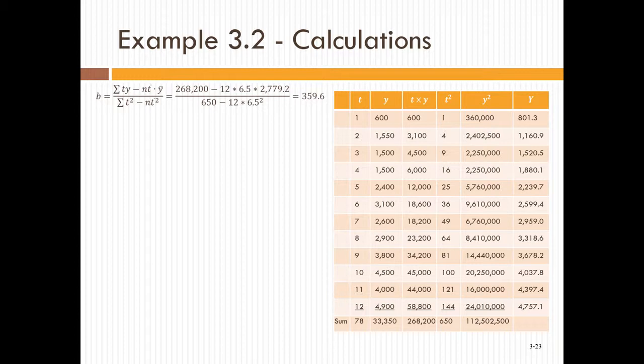To determine the slope, we're going to take the sum of the ty's. Here's t times y. We sum those up, and that's 268,200. We subtract from that the number of time periods, which is 12, times the average of those time periods. If I take 78 divided by 12, that's 6.5, and I'm going to take that times the average y value. Again, I sum this up, it was 33,350. If I divide that by 12 time periods, that gives me the average, which is 2,779.2.